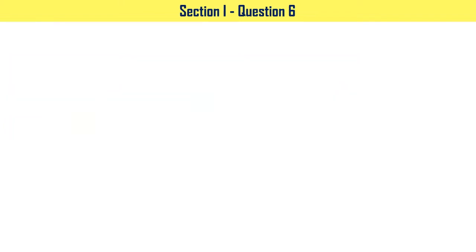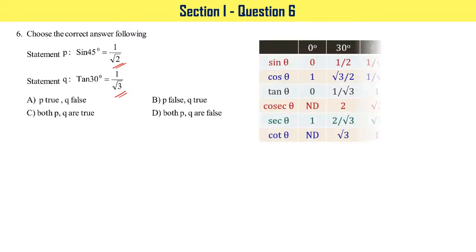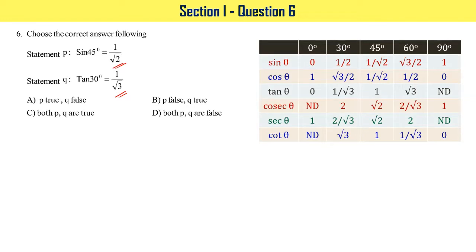Let's go to the next question, question number 6. Choose the correct answer from the following. Statement P says that sine 45 degrees is 1 by root 2, and statement Q says that tan 30 degrees equals 1 by root 3. From the trigonometry table, sine 45 degrees is 1 by root 2, which means statement P is true, and tan 30 degrees is 1 by root 3, which means statement Q is also true. So both P and Q are true, hence choice C is the answer, right?